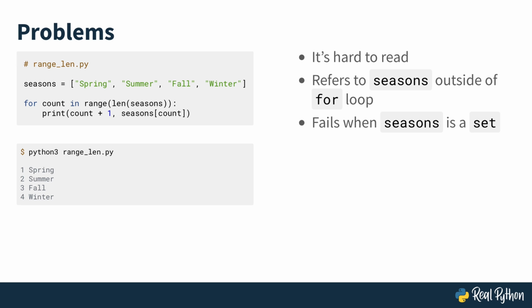And the last issue with this one is that it would fail if seasons is a set. Range len seasons works because seasons is a list. But if this were a set, it wouldn't work anymore because you can't access the index of a set. This only works with a list in this case. So let's see how enumerate fixes those shortcomings.